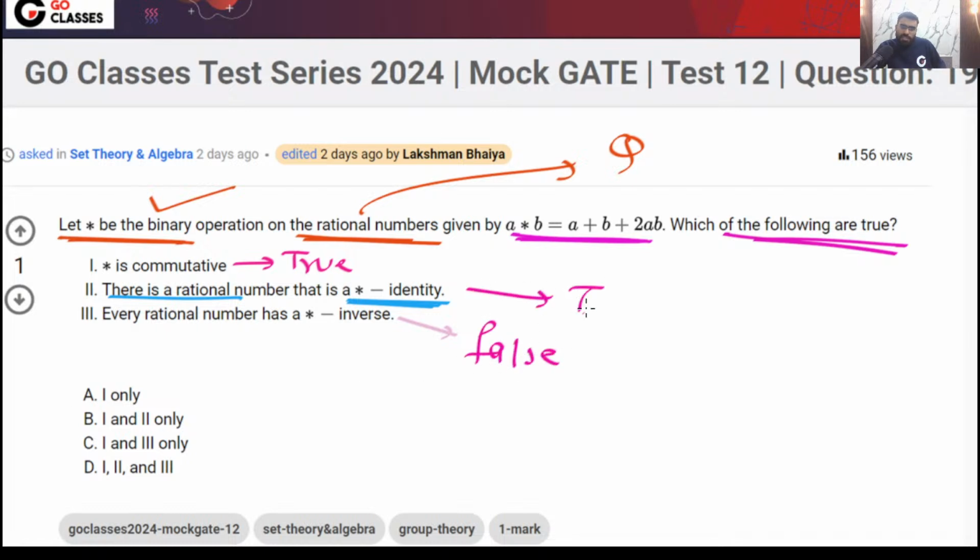Okay, this is actually true. So the answer for this question will be 1 and 2 only. The question is asking which statement is true. So the answer will be 1 and 2. Okay, let's move on now.